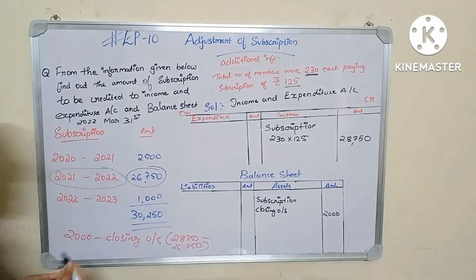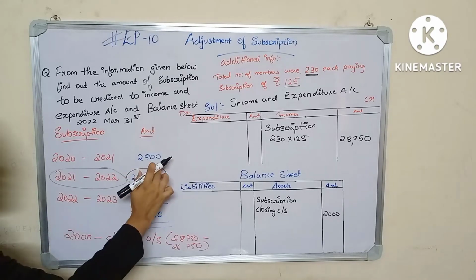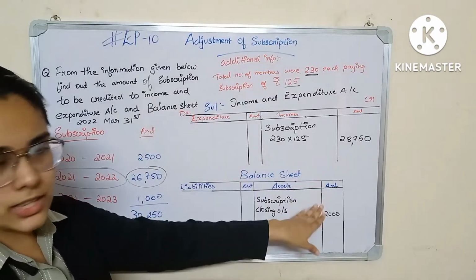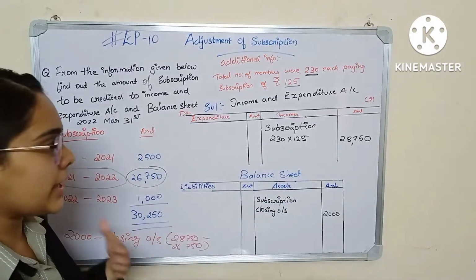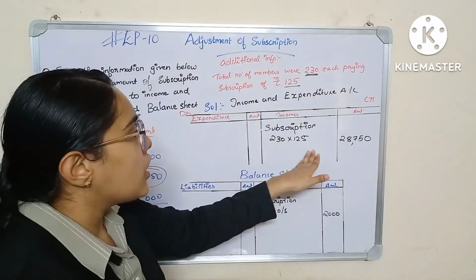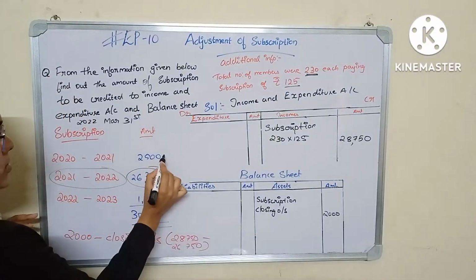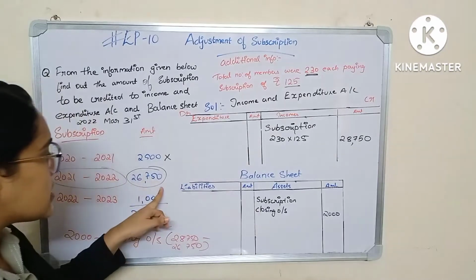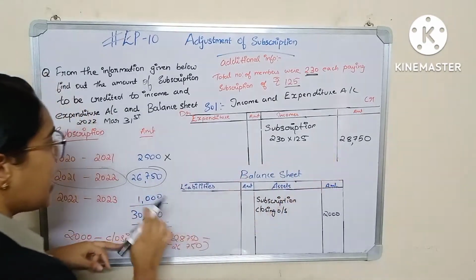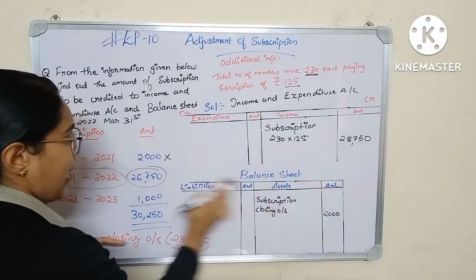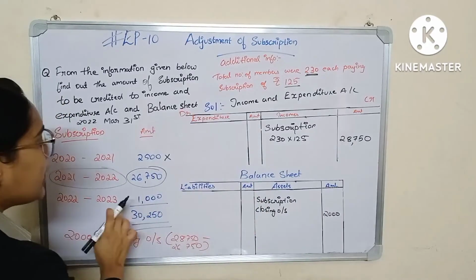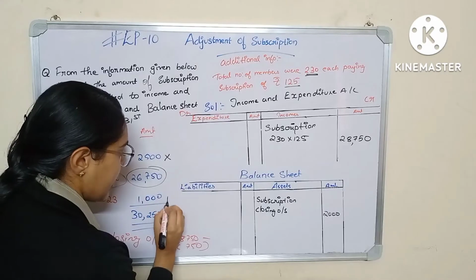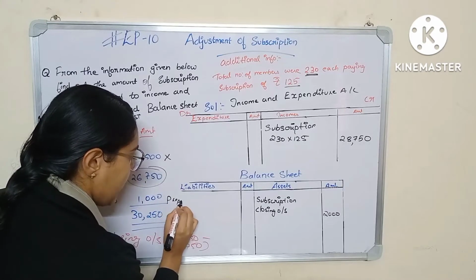Now you have one more item here, the opening outstanding. You need not consider that because we have already done that. That's just for you to get confused. So you don't need to mind this amount. This is not required anymore. This is already adjusted here, and in the balance sheet also you have shown it. Then 1,000 rupees, this is your closing prepaid, right?